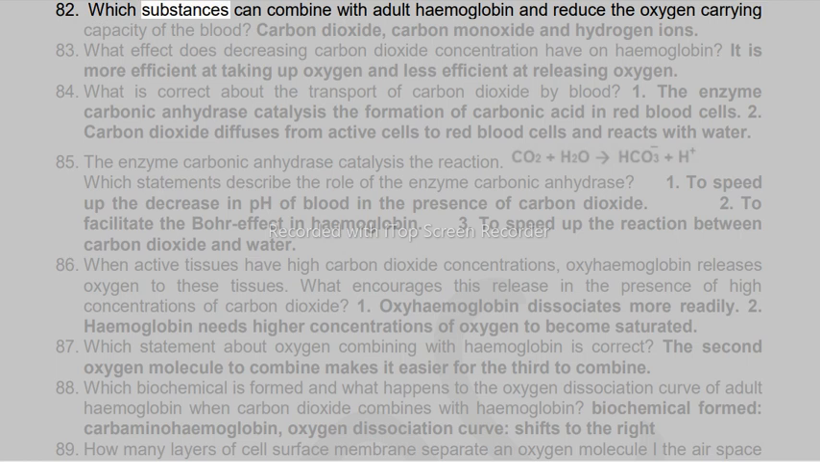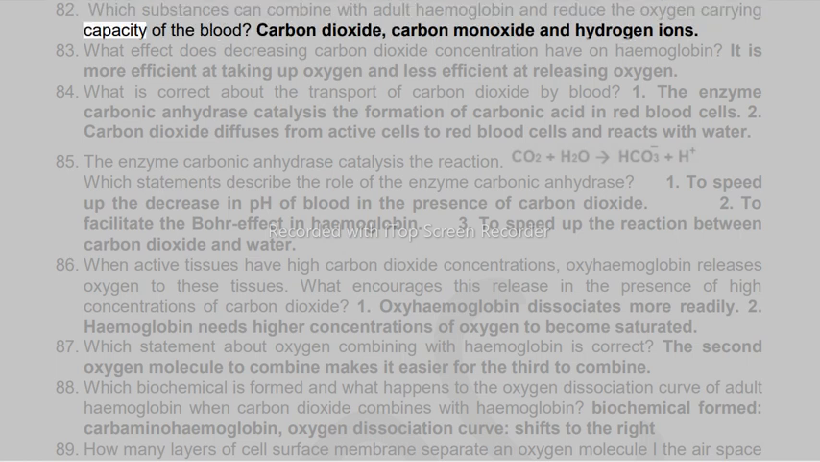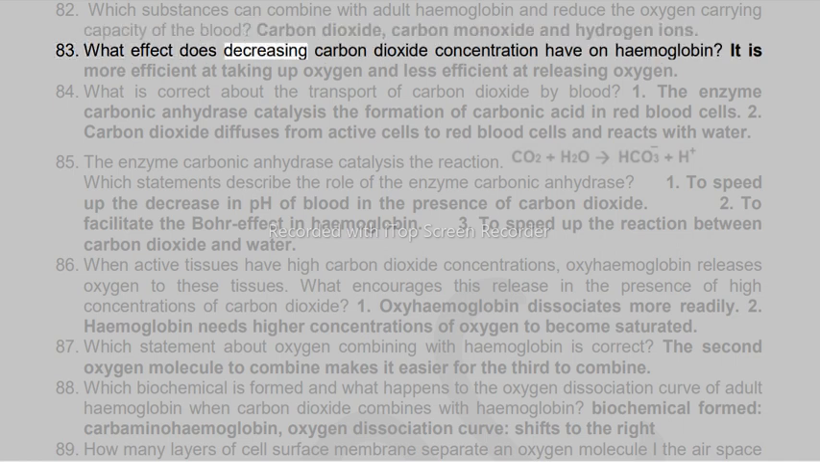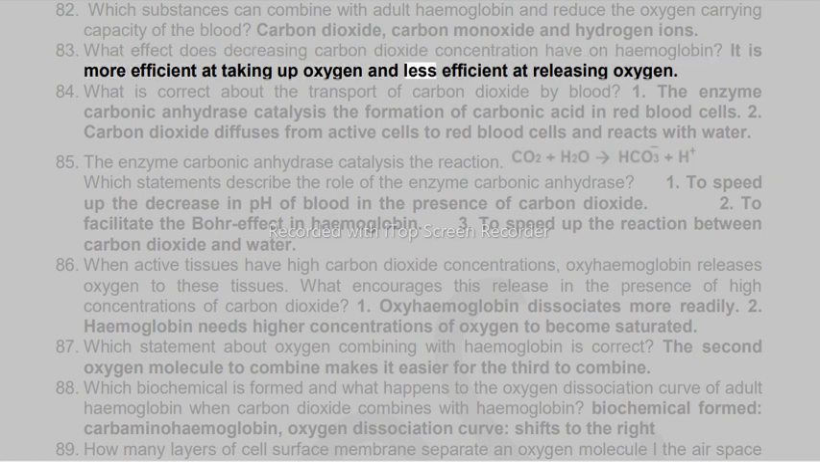82. Which substances can combine with adult hemoglobin and reduce the oxygen-carrying capacity of the blood? Carbon dioxide, carbon monoxide, and hydrogen ions. 83. What effect does decreasing carbon dioxide concentration have on hemoglobin? It is more efficient at taking up oxygen and less efficient at releasing oxygen.